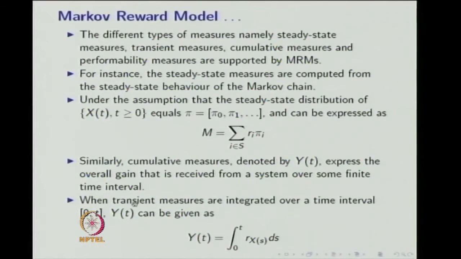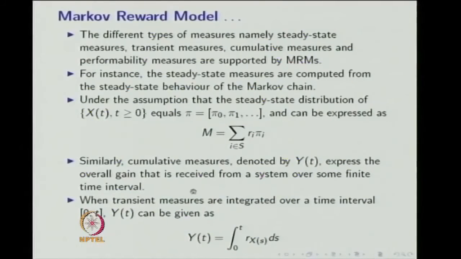Under the assumption of a steady state distribution of X(t), one can find the steady state measures by multiplying the r_i's with the pi_i's, where i belongs to the state space S.